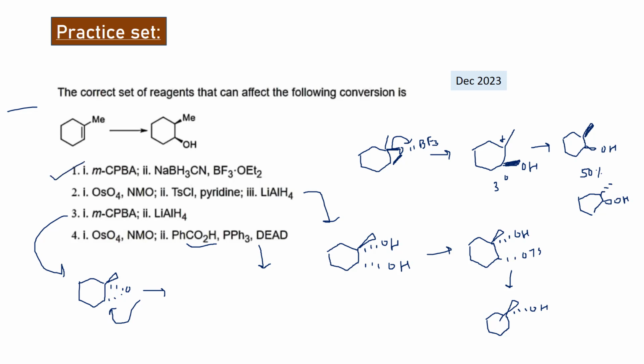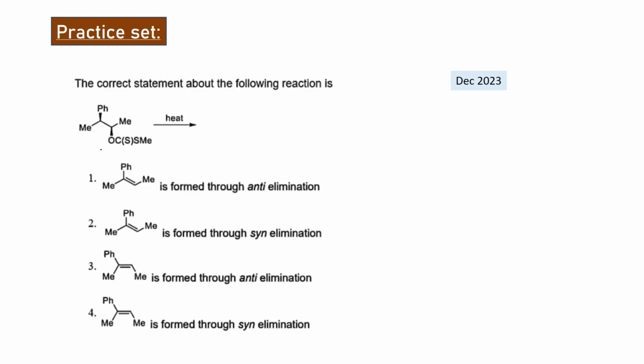Let's go to the next question. Which is the correct statement for the following reaction? So this is a thioester, a xanthate ester. So this is called a Chugaev reaction.